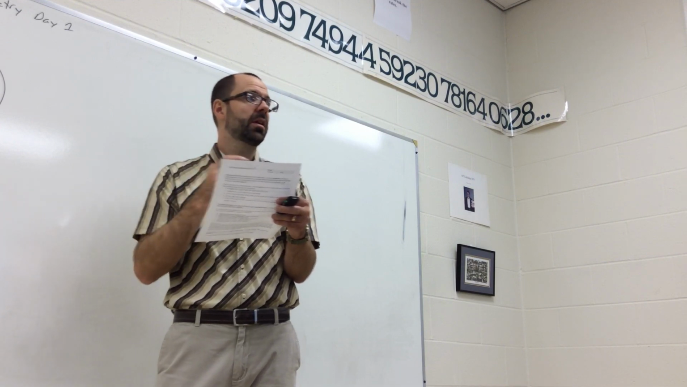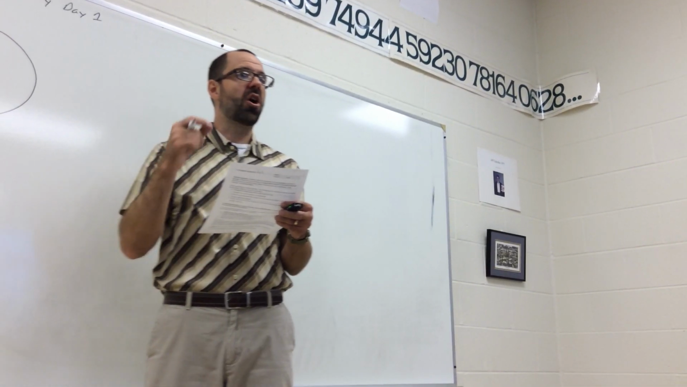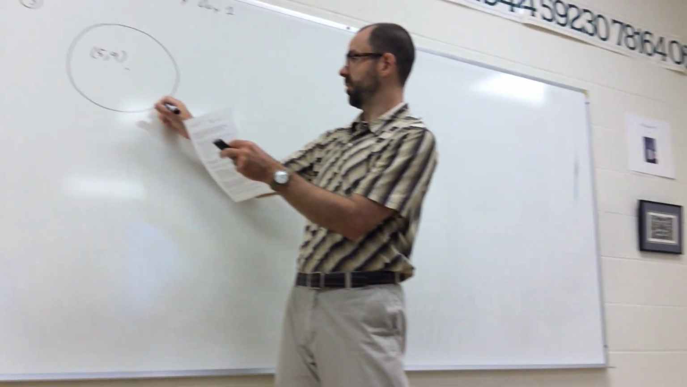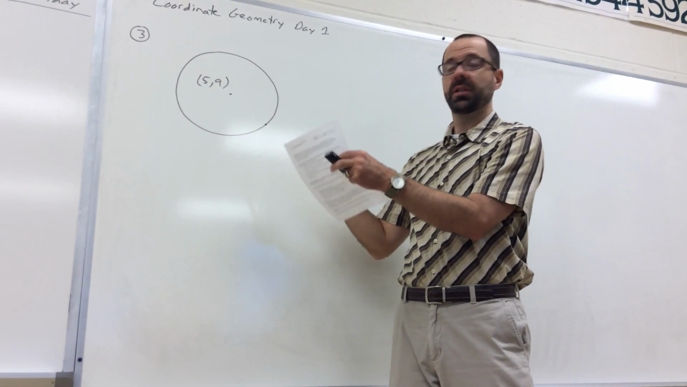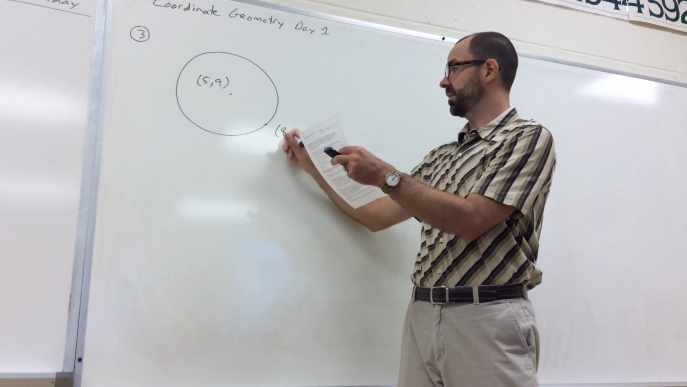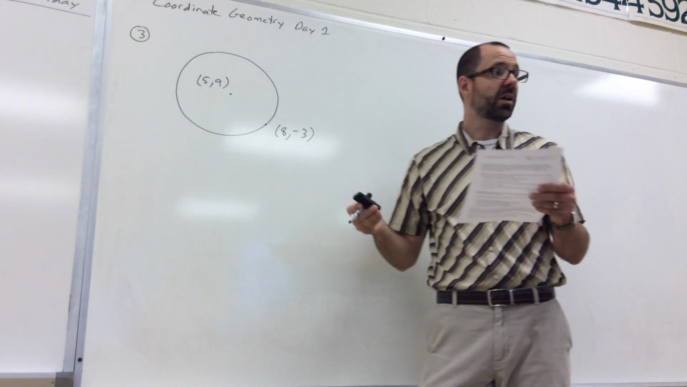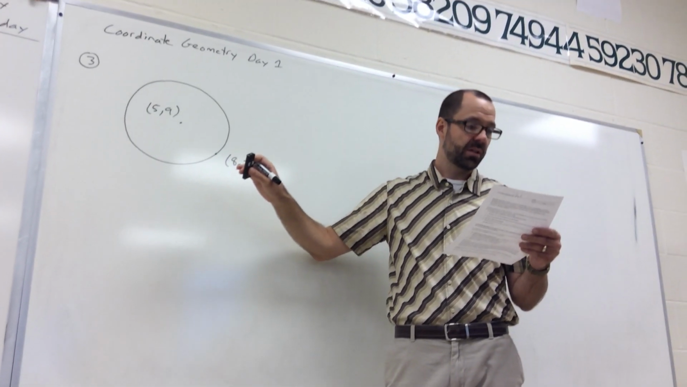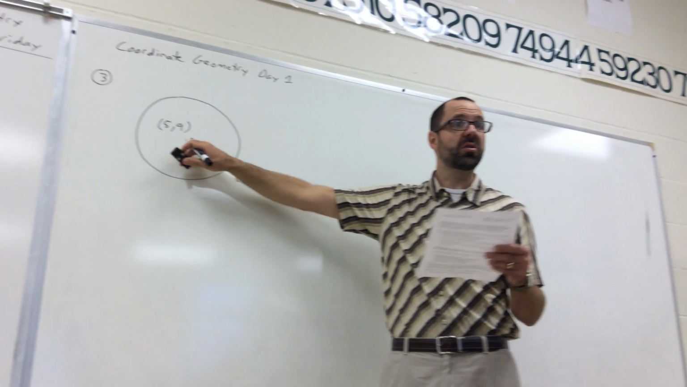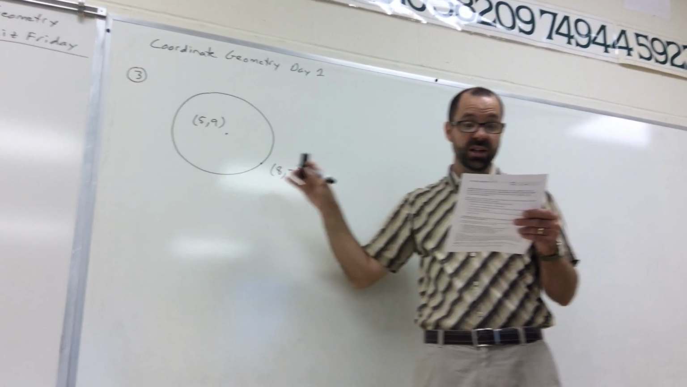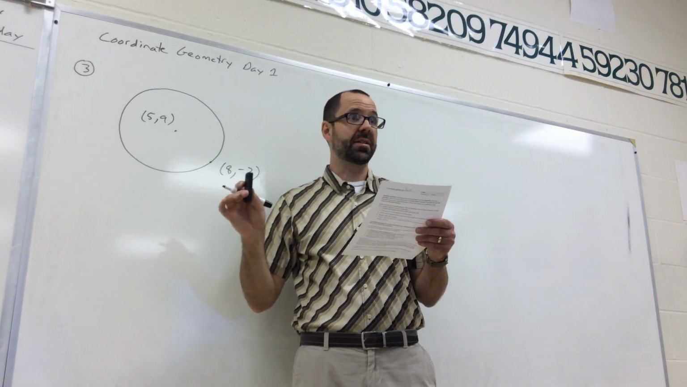Okay, then it says 8, -3 is a point on the circle. When they say on the circle, they mean on the outer edge. So out here maybe, on the outer edge, is the point 8, -3. All right, so that's the first two sentences interpreted. 5, 9 is in the center of a circle. 8, -3 is on the outer edge. Okay, then the question is, what is the length of the radius?